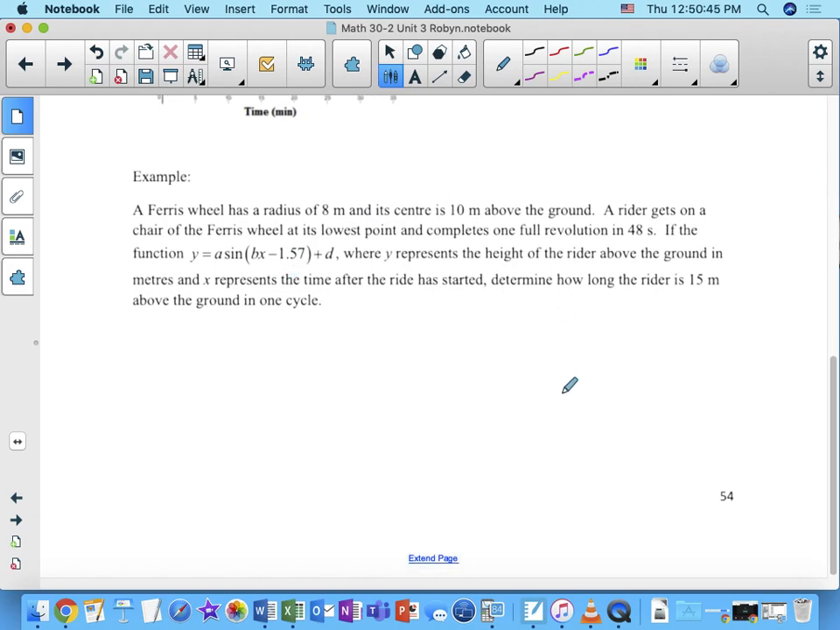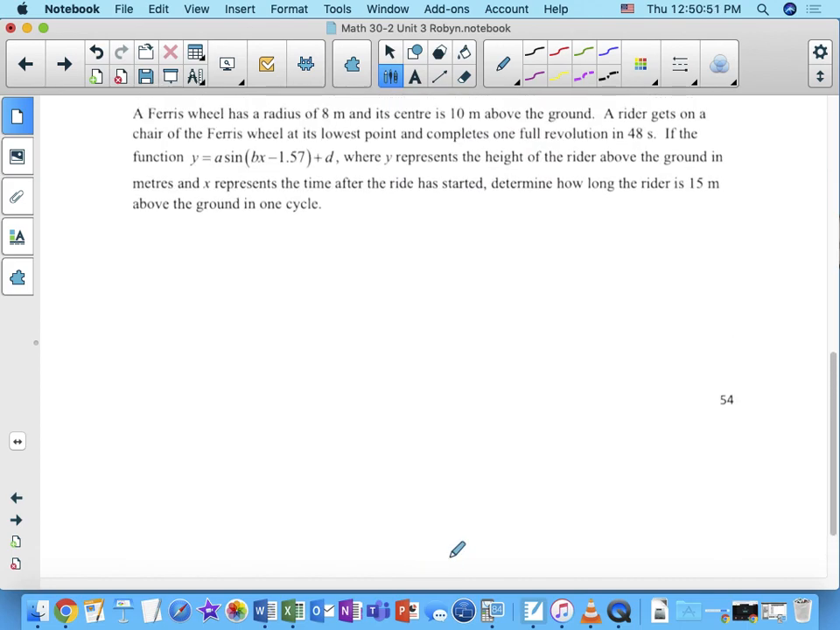Over here, it says a Ferris wheel has a radius of 8 meters and its center is 2 meters above the ground. A rider gets on a chair of the Ferris wheel at its lowest point and completes 1 full revolution in 48 seconds. If the function y equals a sine bx minus 1.57 plus d, where y represents the height of the rider above the ground in meters and x represents the time after the ride has started, I should say can model this situation, but I didn't, determine how long the rider is 15 meters above the ground in 1 cycle.